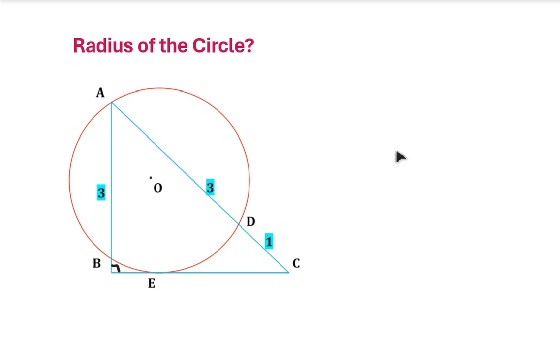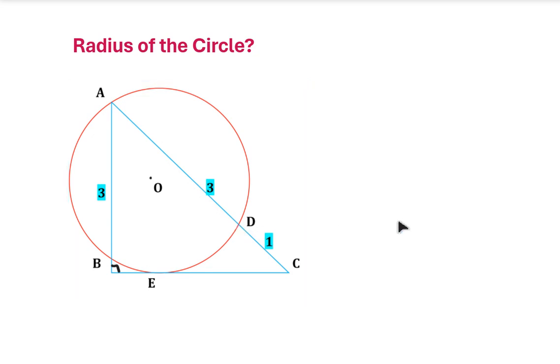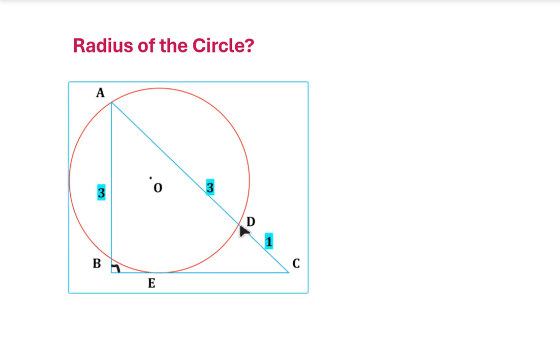The lengths given to solve this problem: the perpendicular of this triangle, from A to B, is 3 unit length. D is the point where the circle and the triangle intersect each other. So A to D is 3, and from D to C is 1 unit length.